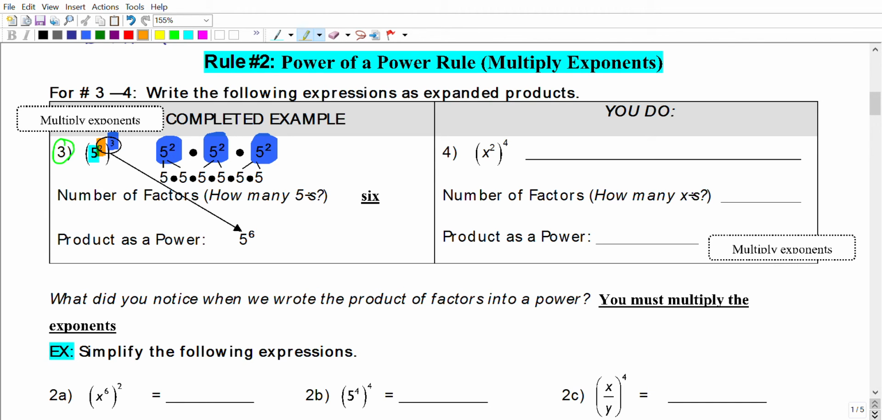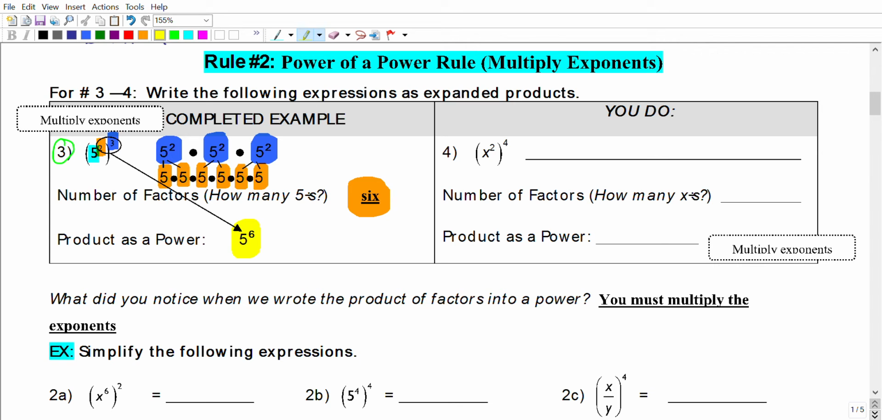But we said earlier that that 5 squared, I can split it up into 2 5s. So 1 5, 2 5. Similar here, 1 5, 2 5, 1 5, 2 5. So the question is, how many 5s do I actually have? And if you counted right, we have 6 5s. So if I wanted to write this as a power, I would write 5 to the 6th power. Or in other words, I have 6 5s being multiplied.